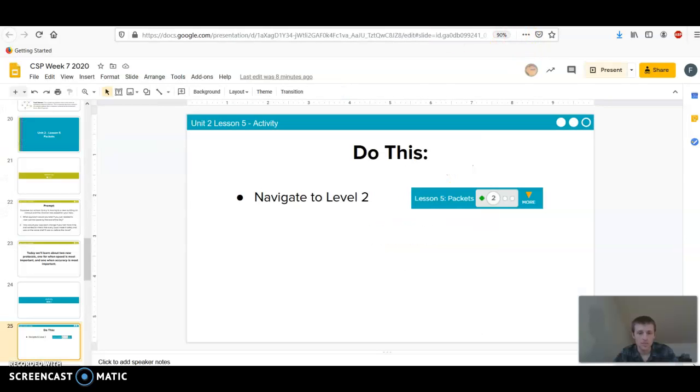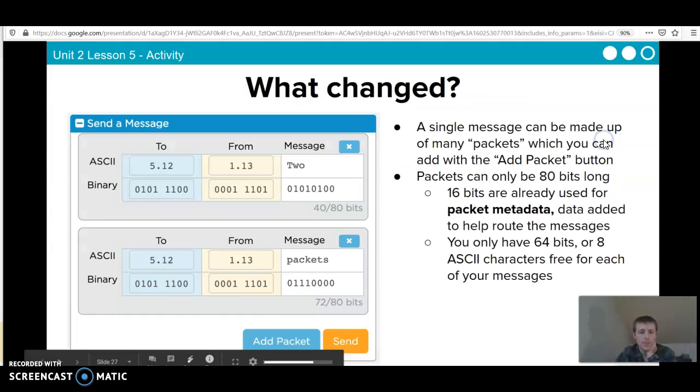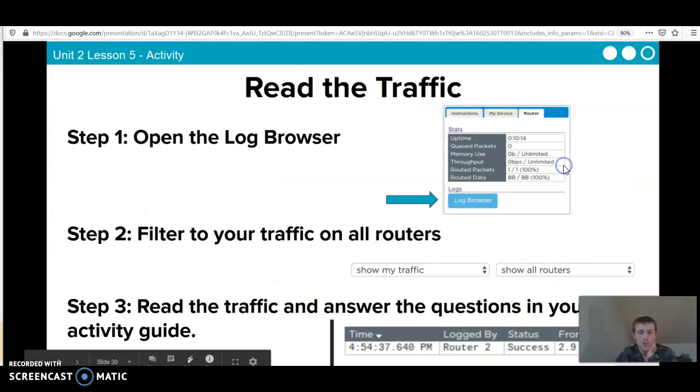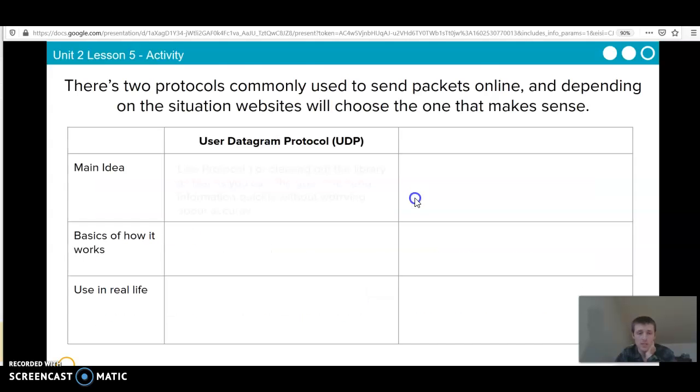All right. So that was the main activity for today. Hopefully you can work through that yourself if you aren't here, and email me through any questions you have. These are important things to note. Packets can take different paths. Messages may arrive out of order or be incomplete. And you need a protocol in place that is strong enough to be able to reassemble the messages.